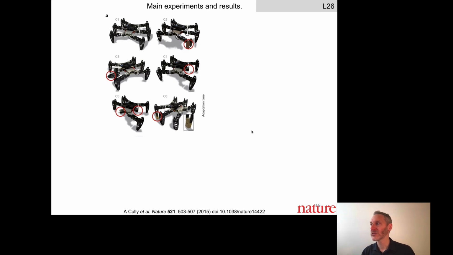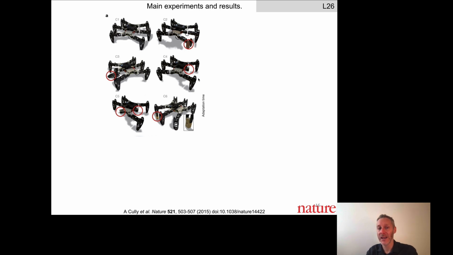Okay, let's look at some results before we conclude for today. They ran this IT&E algorithm 6 times for 6 different damage scenarios. C1 is actually the undamaged robot. C2, half of one leg breaks off. C3, one leg becomes unpowered. It's just dragging this leg behind it.